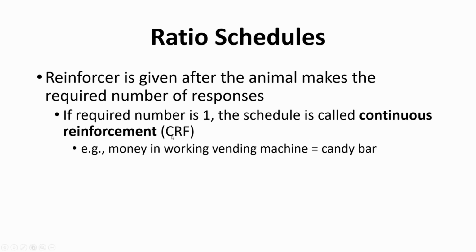An example of continuous reinforcement would be that if you put money into a working vending machine, you should always get out the item that you have requested. So if that vending machine is functional, you should put money in and get your candy bar out. Things change up if you get a non-functional vending machine, but we'll talk about other schedules coming up.